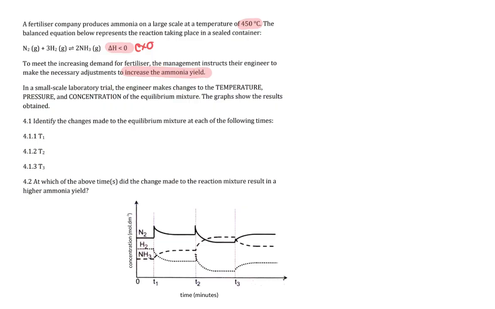In a small-scale laboratory trial, the engineer makes changes to the temperature, pressure, and concentration of the equilibrium mixture. The graph shows the results obtained. Identify the changes made to the equilibrium mixture at each of the following times: time 1, time 2, and time 3. So let's interpret the graphs.